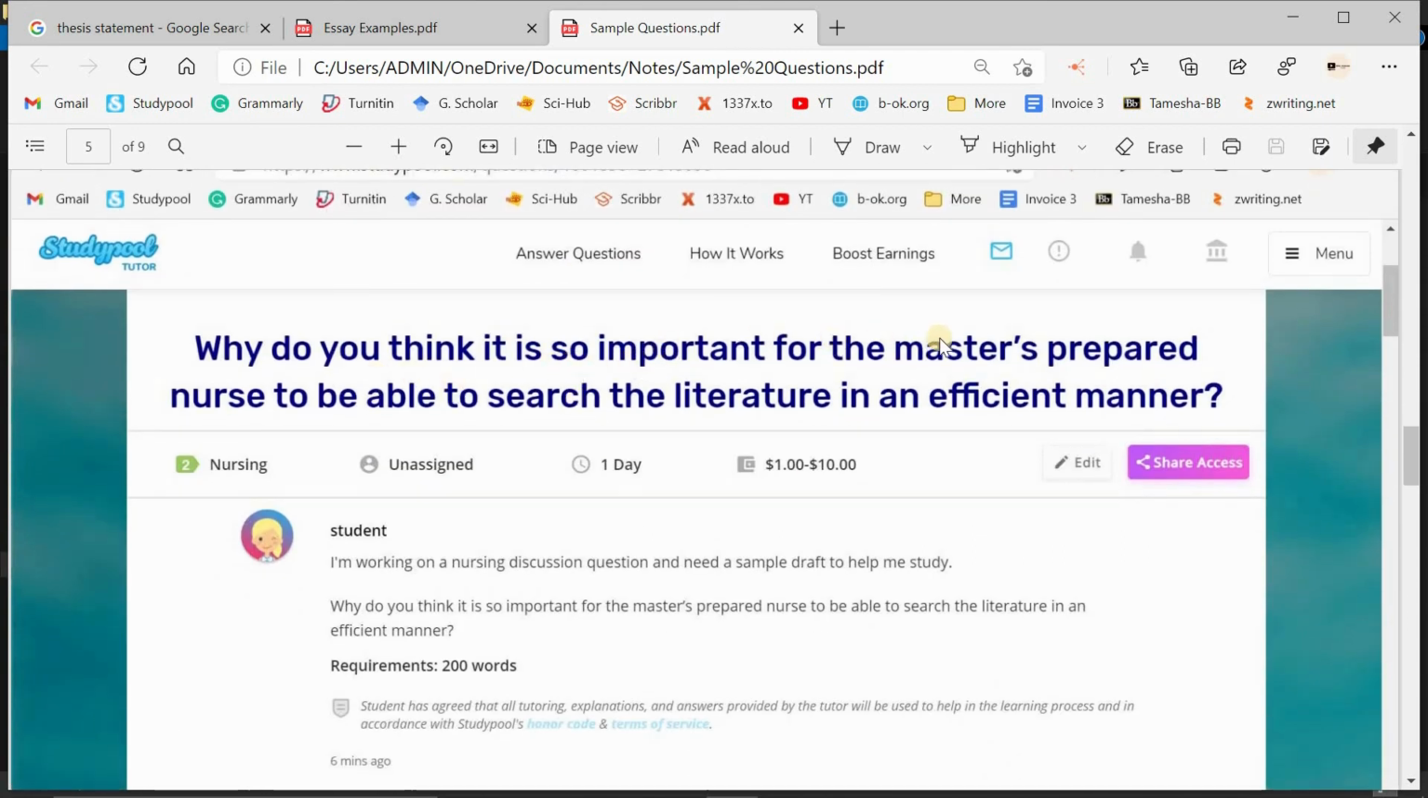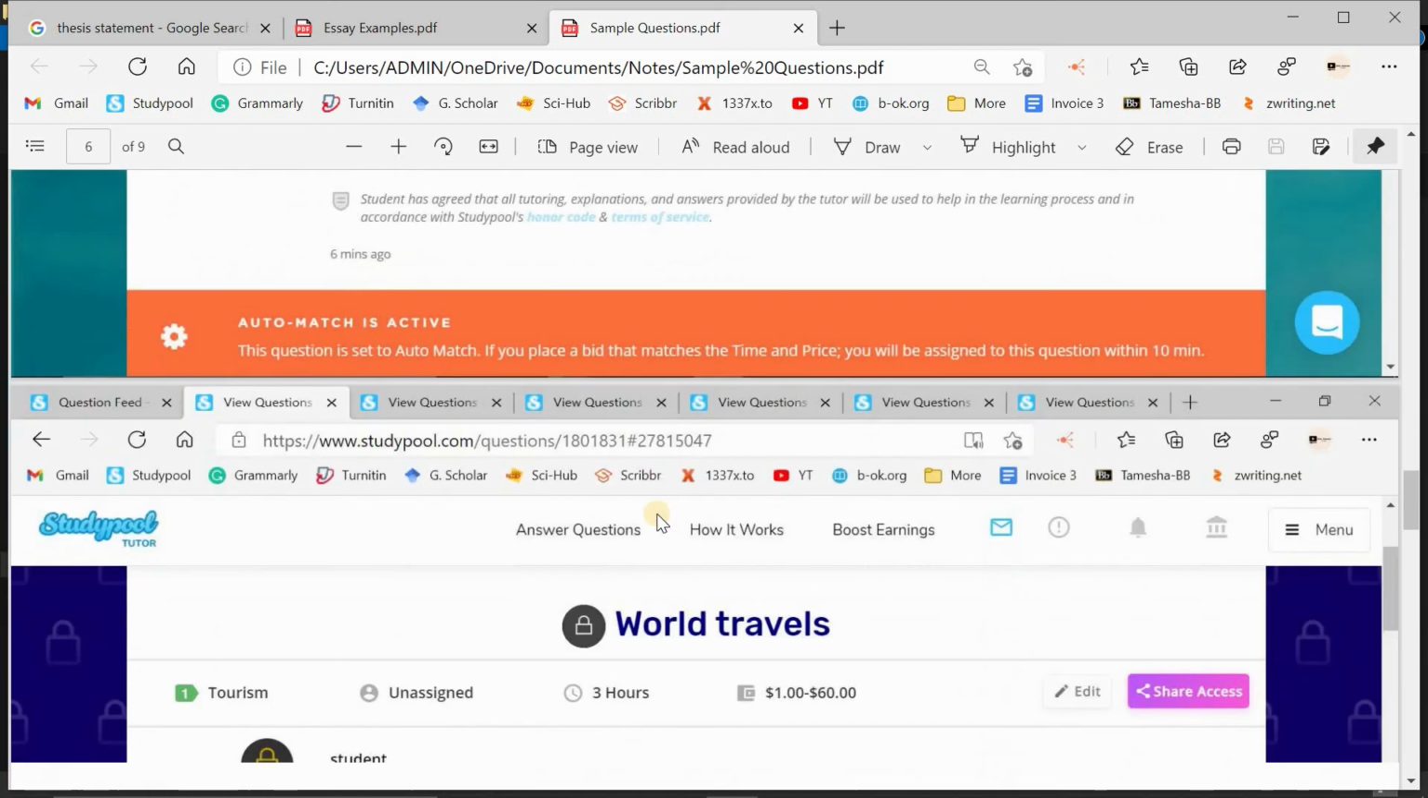Why do you think it's important for the master's prepared nurse to be able to search the literature? So this is just a simple question. It's 200 words. So you can't really work it as an essay, because remember, an essay has to have an introduction, the body, and the body must have at least three paragraphs, and then a conclusion. If you decide to go as an essay, by the time I'm at the introduction, the 200 words are out already. So this is just a discussion post. You just answer in a paragraph or two, straight away to the answer. It's not really an essay.